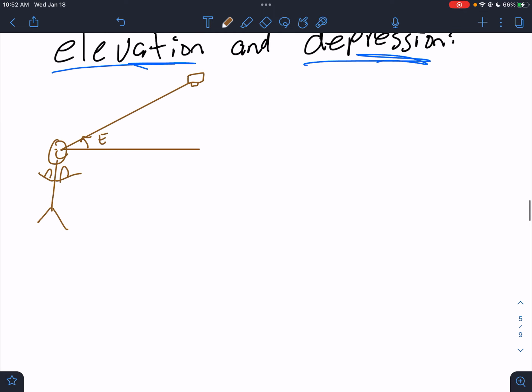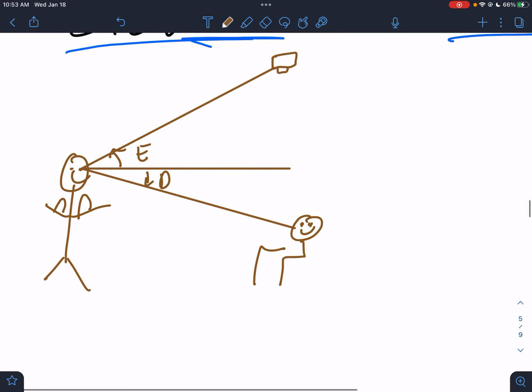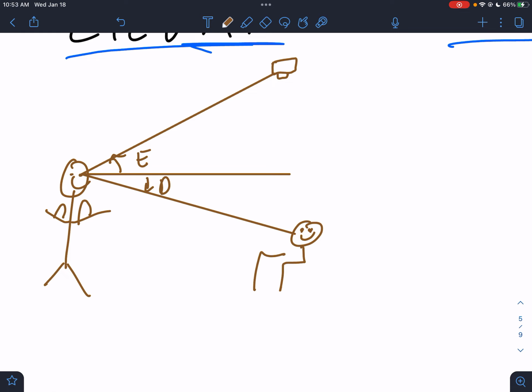All right. What if I want to look at one of my students? So I got Joe Bob down here, and he's sitting at his desk, and he's just a great student. I want to look at Joe Bob. What do I have to do? I have to turn either my head or my eyes down. So to look at Joe Bob, I have depression. So when I look at the thing on the ceiling, elevation. When I look at my students, depression.